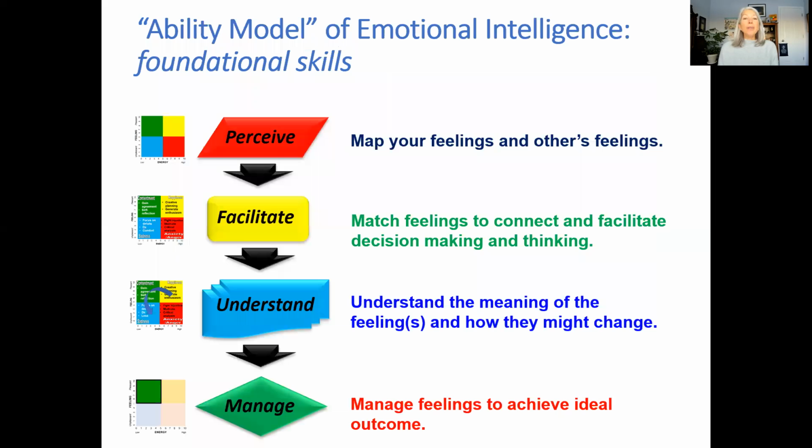Now, what we do with the ability-based model is it's based on 4 abilities, which are perceive, facilitate, understand, and manage. So this model is about, are you able to accurately identify emotions in yourself and in others? Can you use those emotions to help facilitate thinking and behaviors and to actually leverage them to reach your goals? The next part is understanding the root cause of emotions.